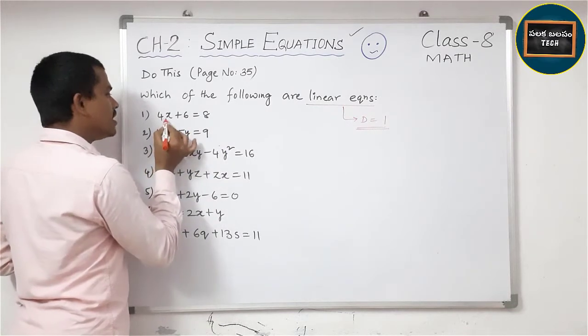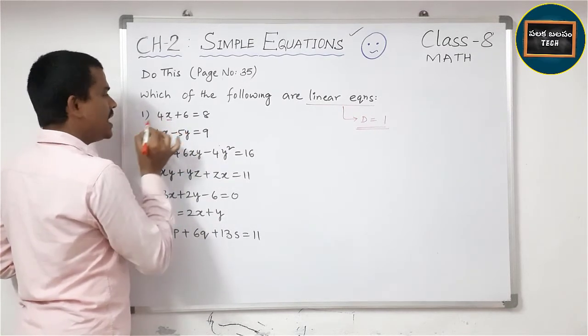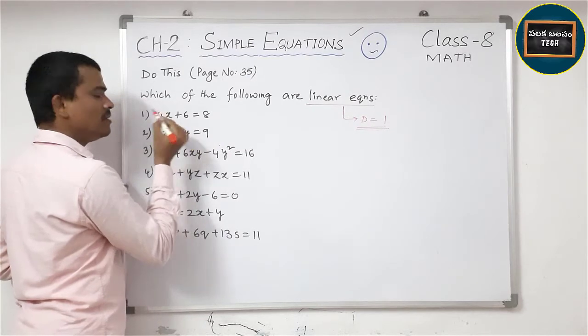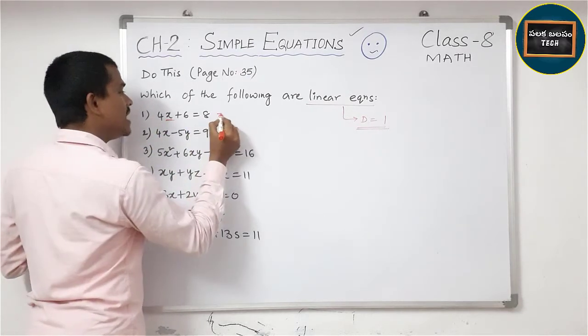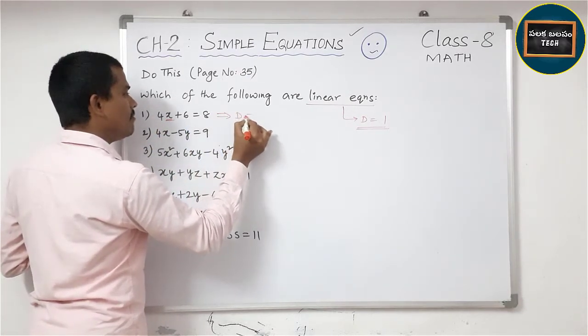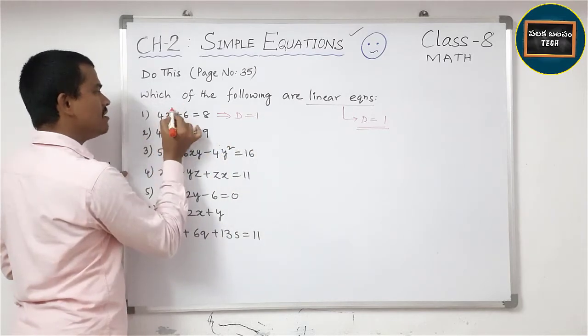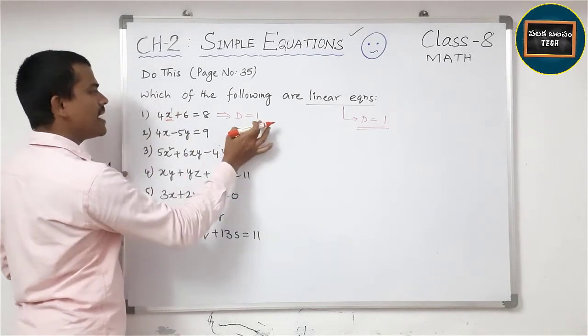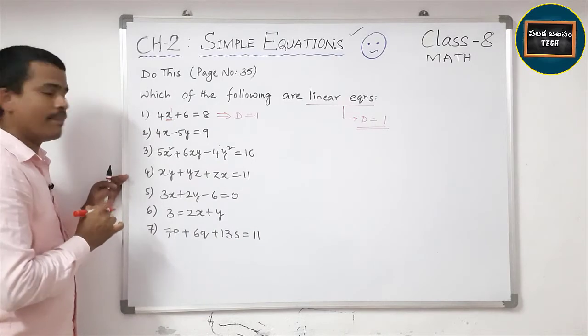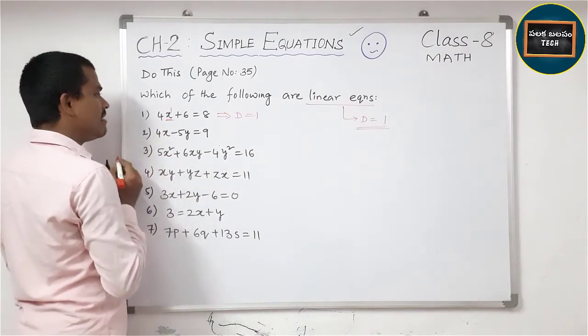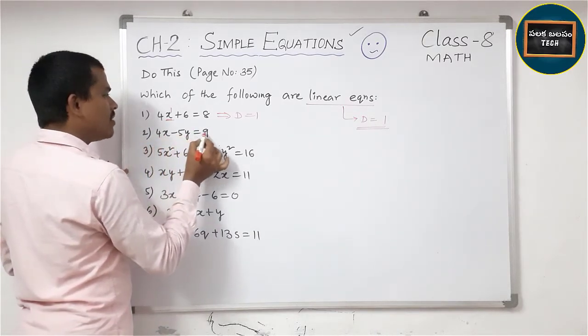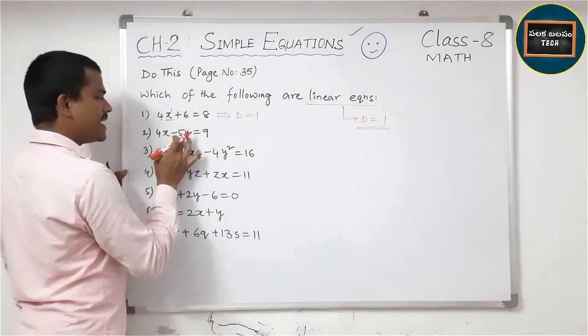Here the variable is x, so it is an equation in one variable. Now what is the degree of this equation? 1. The highest power of the variable is 1 here, so the degree of the equation becomes 1. Next, let us see the second one. 4x minus 5y equal to 9.